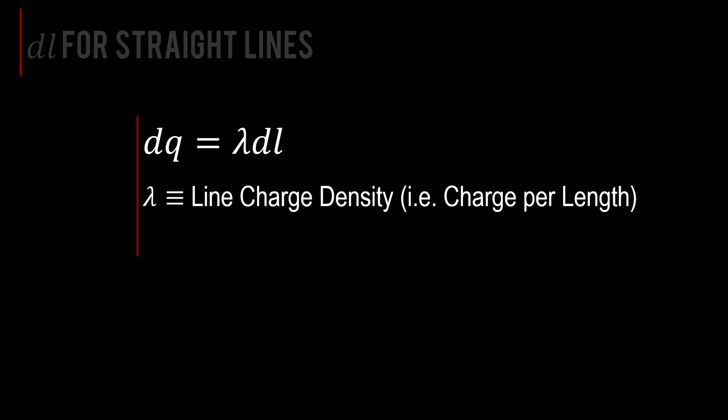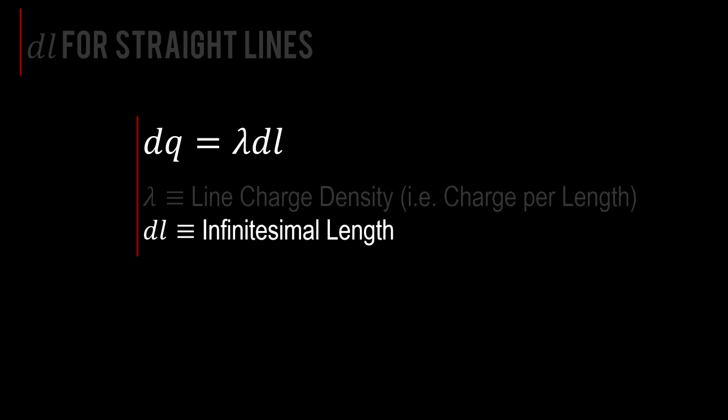Now, let's look at dq in a little bit more detail. And so when we're talking about adding up all these dqs, we can't just add them up ad hoc. We have to describe them geometrically. And so the way that we're going to do this is we're going to say that each one of these dqs can really be represented as some charge per length, some lambda, times some dl, where dl is some infinitesimal length. And so if you look at this in terms of dimensional analysis, we have charge on the left, we have charge per length times length on the right, so this is dimensionally correct.